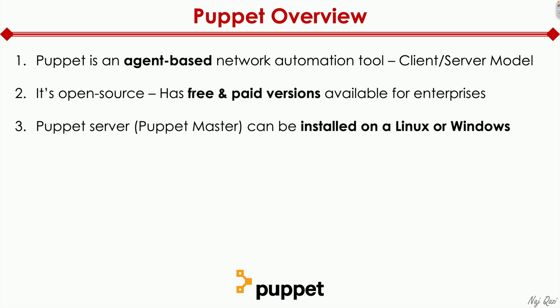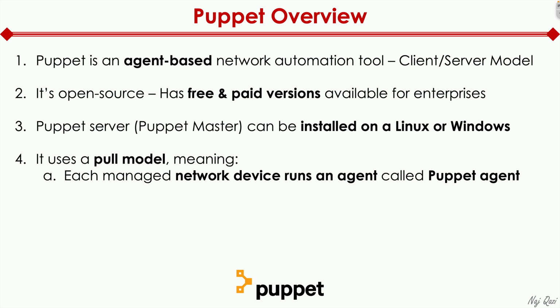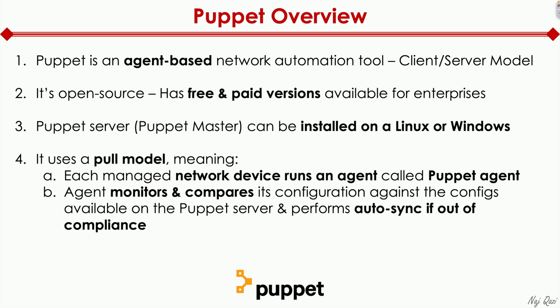Puppet Server, also known as Puppet Master, can be installed on Linux or Windows. It also uses a pull model, very similar to Chef. Each managed network device runs an agent called Puppet Agent. The agent monitors and compares its configuration against the config available on the Puppet server, and when it finds itself out of compliance, it automatically synchronizes itself by pulling the config.